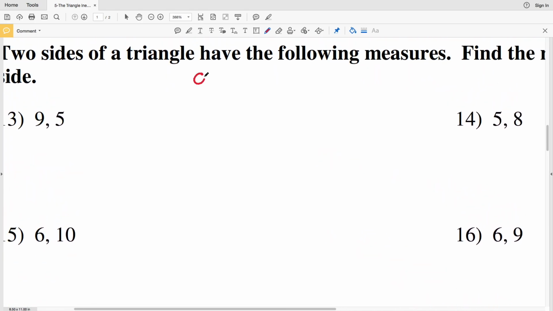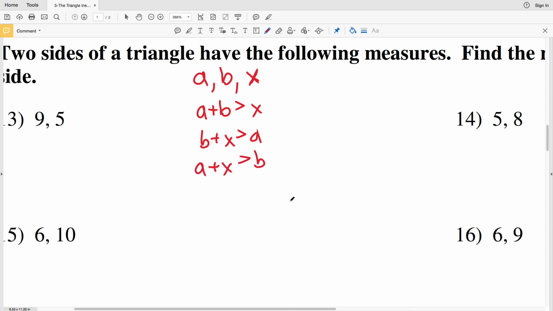Remember, if we have a triangle with sides A, B, and C, A plus B has to be greater than C, B plus C has to be greater than A, and A plus C has to be greater than B. However, let's substitute that variable C for x. So now our sides are A, B, and x, where x represents the same value as C. So A plus B is greater than x. That will give us the highest number in our range. And then we have B plus x greater than A, and A plus x greater than B.